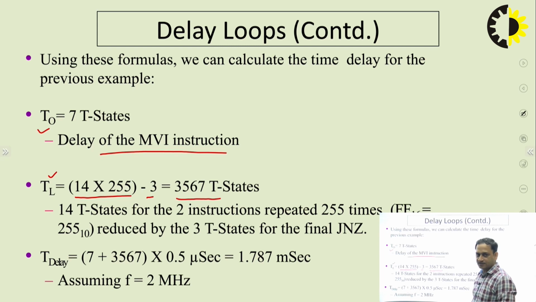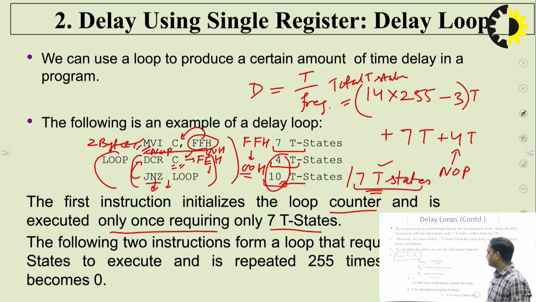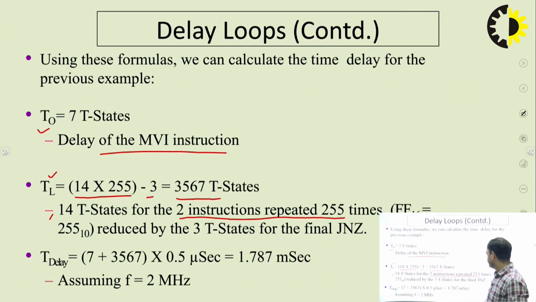3567 T states. You can try this yourself using a calculator: 14 into 255, then subtract 3 from that, and the value is 3567. Here is the explanation for what I have just said: 14 T states for the two instructions which are repeated 255 times, the iterations. FF in hexadecimal is equal to 255 in decimal form, which is reduced by the 3 T states for the final JNZ instruction, and then we can find the total T states.